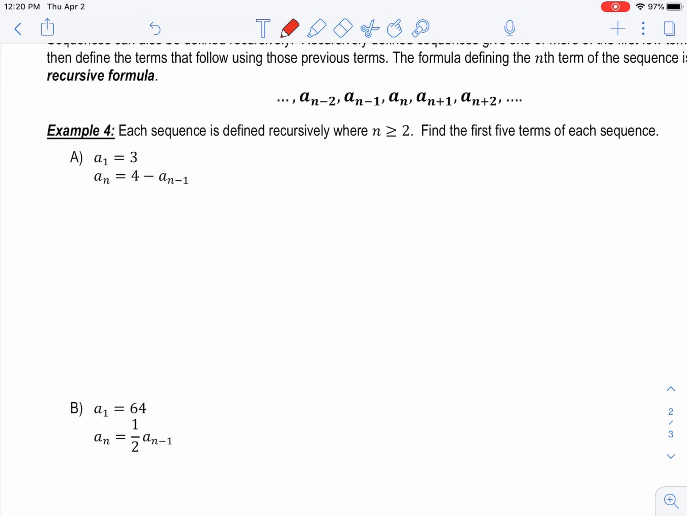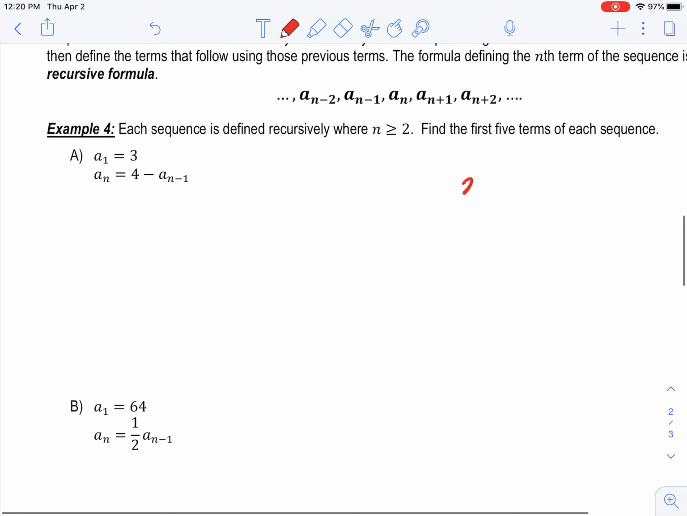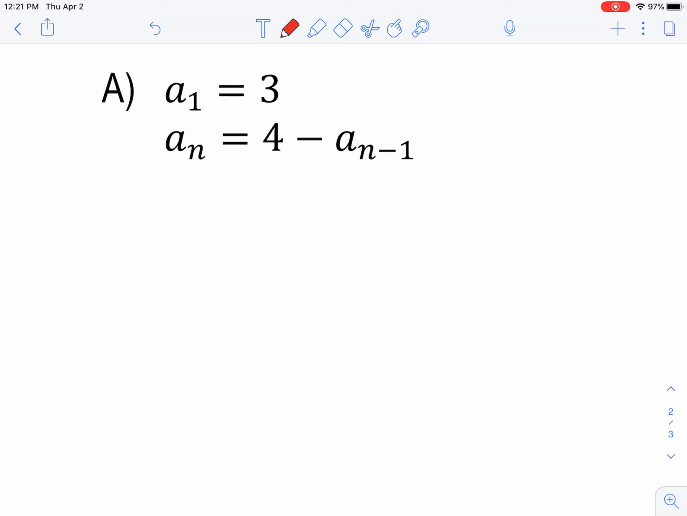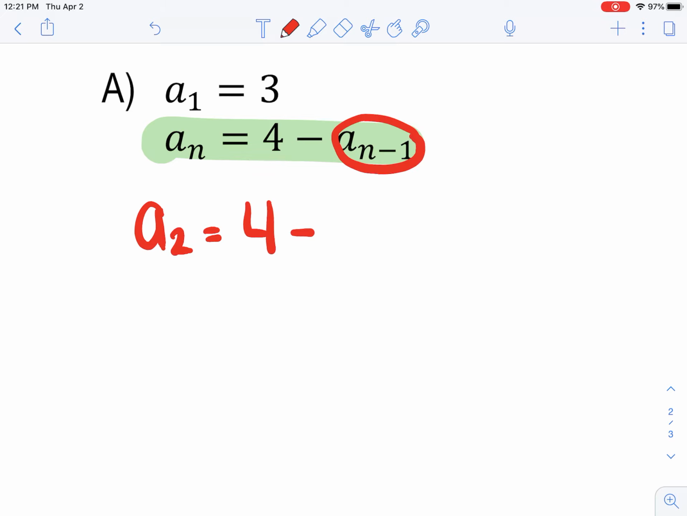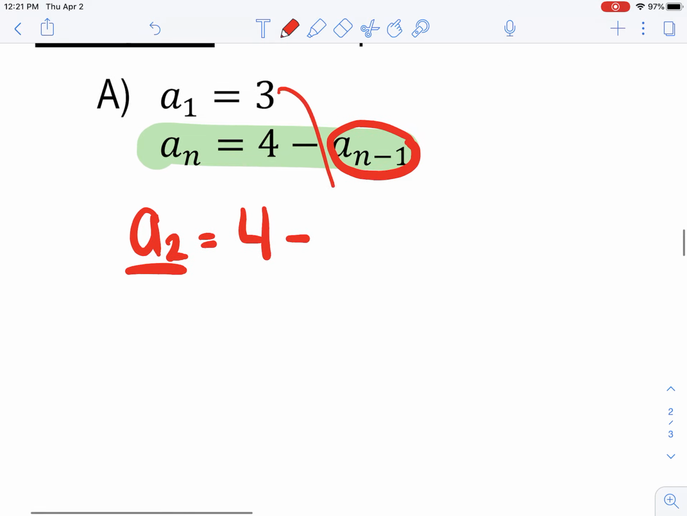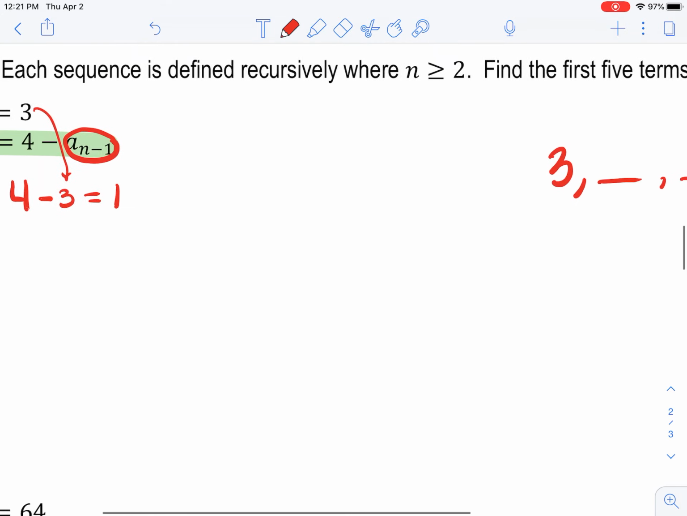In this one here, I start off by telling you the first term is 3. So at least I got my list started. But I need the second term, the third term, the fourth term, and the fifth term. It tells you how to get the next term here. This is your recursive formula right here, telling you how to get the next term. To get my second term, a sub 2, it tells me to take 4 and then subtract the previous term. Remember what this means. The previous term to a sub 2 is a sub 1. So I'm going to subtract the previous term, which is 3, and I get 1. So my second term is 1.